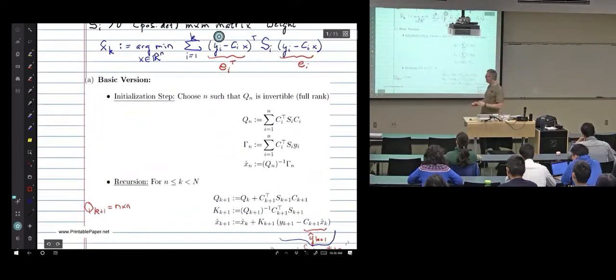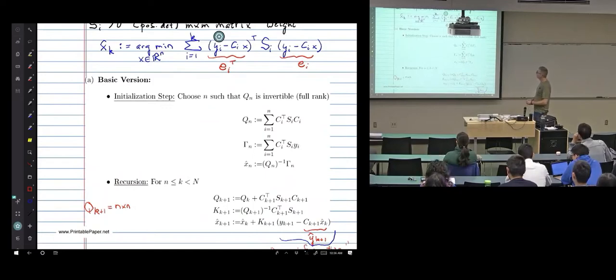Now there's one question I've heard so far on homework on this initialization step. You have to start somewhere, so you need to solve an overdetermined problem because that's all you know how to do.